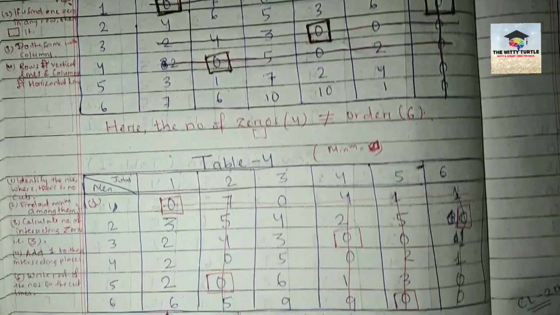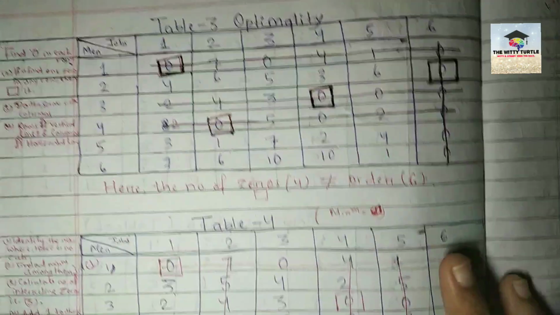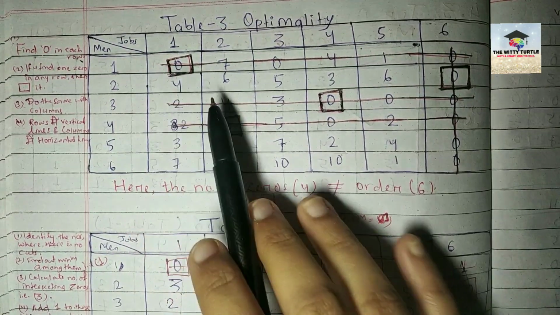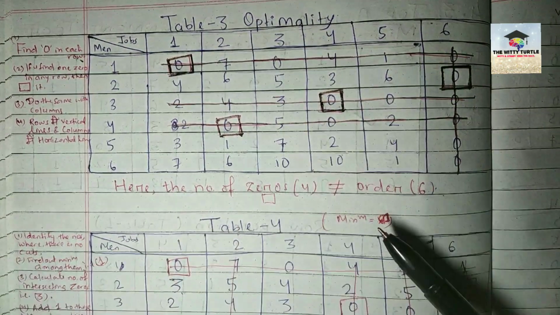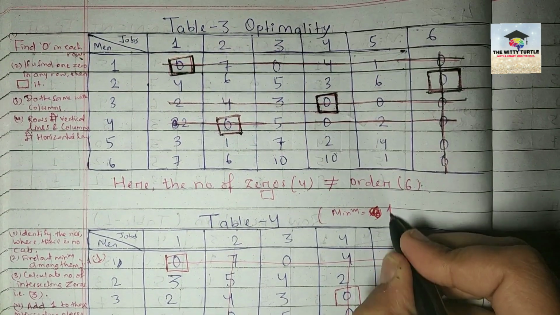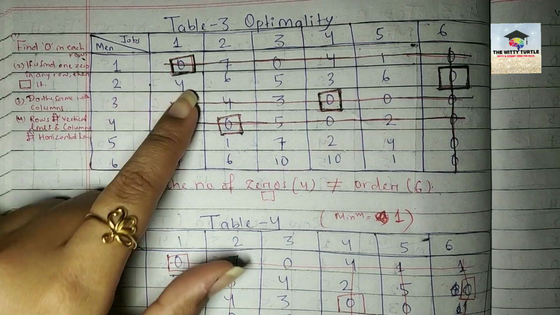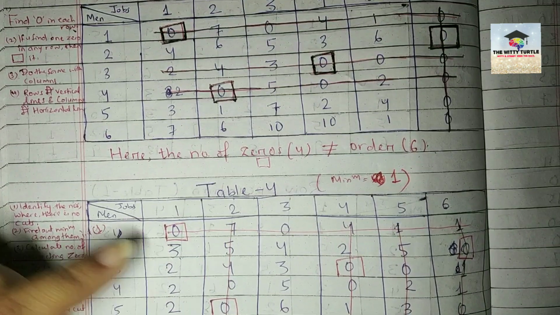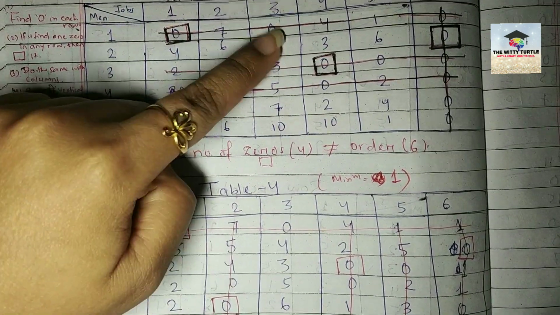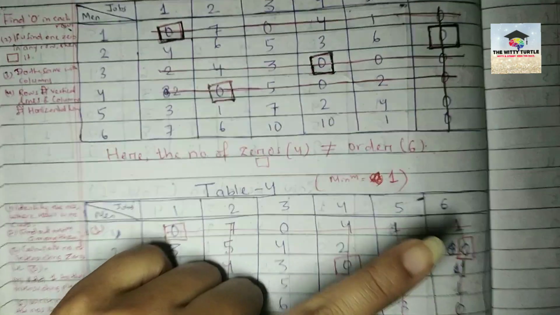Now make another table, table number 4. All those rows which are not yet cut, you have to deduct 1 from all these rows, okay? Like the second row is not yet cut, so 4 minus 1, that is 3. Then 6 minus 1, that is 5. 5 minus 1, that is 4. 3 minus 1, 2. 6 minus 1, that is 5.